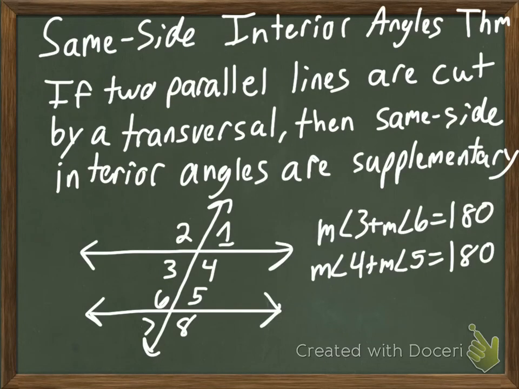The last type are these same side interior angles, and here you saw that they weren't congruent from the first video, but I hope that you noticed that if two parallel lines are cut by a transversal, then the same side interior angles are supplementary. I was hoping you saw that they added up to 180. So in this picture, we see that the measure of angle 3 plus the measure of angle 6 should equal 180, and the measure of angle 4 plus the measure of angle 5 equals 180.